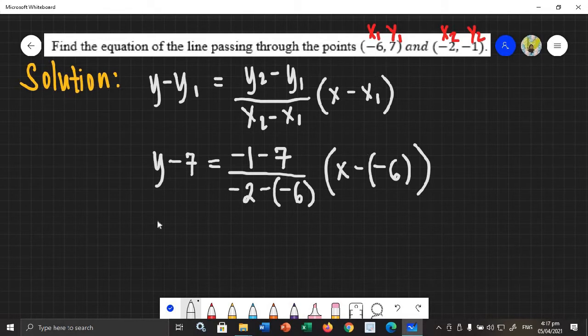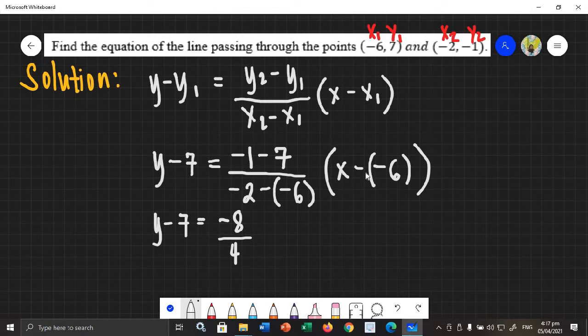Now, simplify natin siya. So, we have y minus 7 equals, so solve natin yung numerator and denominator nito. So, we have negative 1 minus 7. The answer here is negative 8. All over negative 2 minus negative 6. The answer here is 4. Diba? So, apply natin yung operations on integers. Okay? Kung natatandaan pa way back when you were on grade 7.